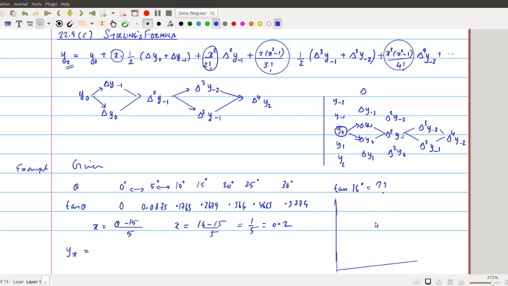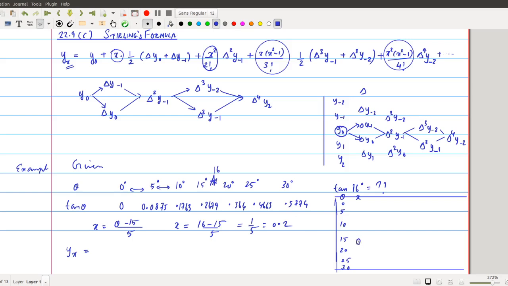Okay, so please perform this. I will give the table using the values of theta and tan theta. So these are the values. I take 0, 5, 10, 15, 20, 25 and 30. These are theta, and we need the corresponding x values. We need to find tan 16, which is somewhere here, so we set theta naught equal to 15.